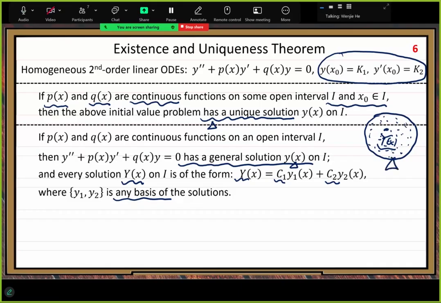any solution you pick from this big circle, any solution, anyone, you can represent it in this form. That's non-trivial. That means you can choose two basis solutions with which you can represent all the other solutions using linear combination. That's non-trivial, right? Because you need to make some effort to prove it. So that's the first point.